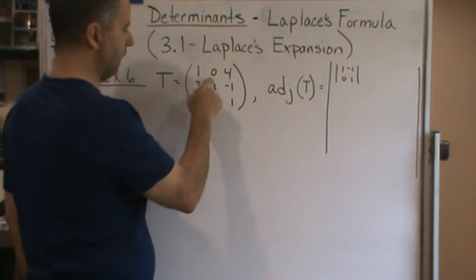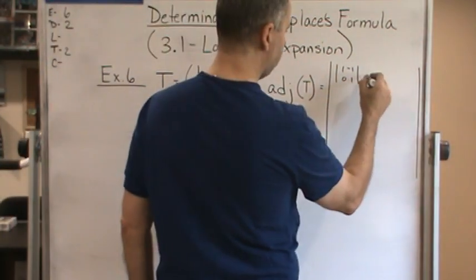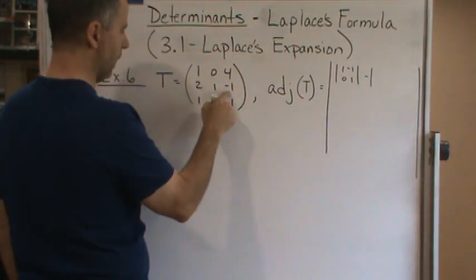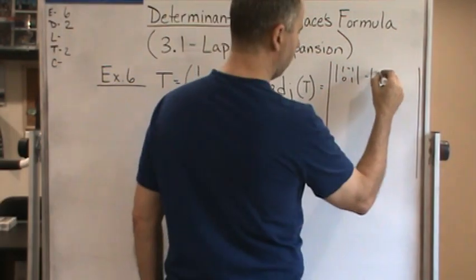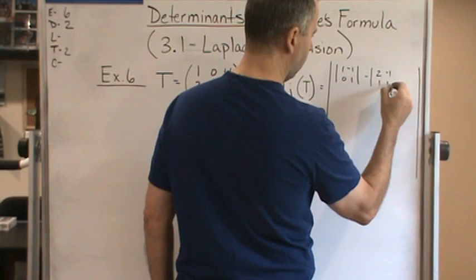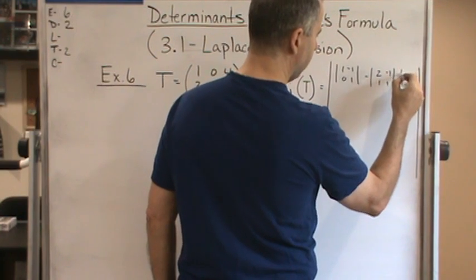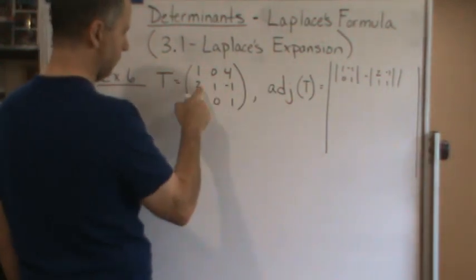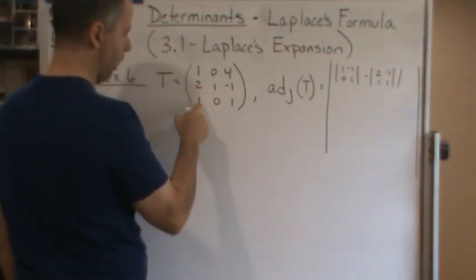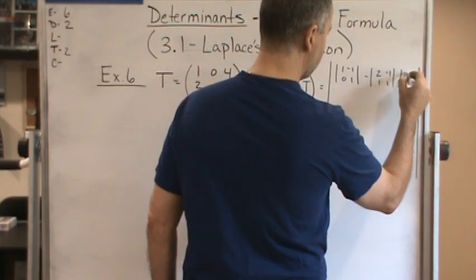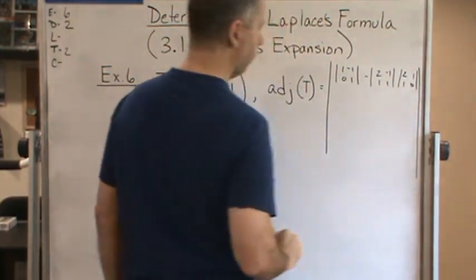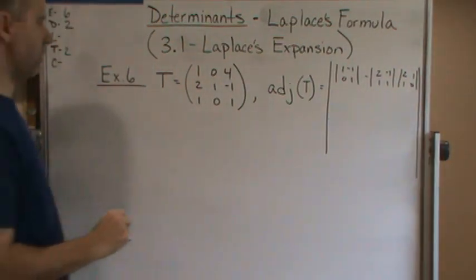So then the next one's going to be negative, and it's going to be what? It's going to be 2, negative 1, 1, 1. And then the next one in the row is going to be positive, so it's going to be 2, 1, 1, 0. So that's the first row. Now let's do the next row.